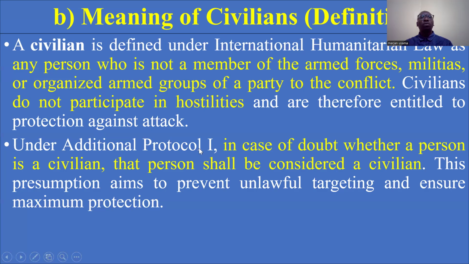Under Additional Protocol I, in case of doubt whether a person is a civilian, that person shall be considered a civilian. This presumption aims to prevent unlawful targeting and ensure maximum protection. So for example, there is a war, and you find a person, and you don't know if this person is a civilian or not. What should you do? You should consider this person a civilian. So that is the rule.